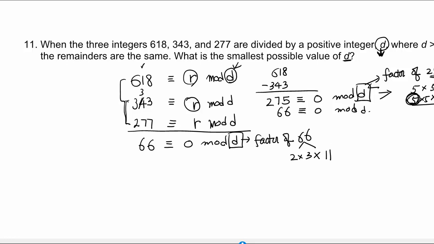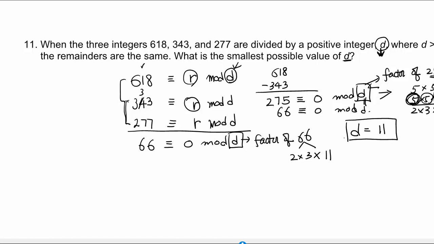It should be common, isn't it? It should be the same number, okay? So when you have this one, 5 times 5 times 11, and the other one is what? 2 times 3 times 11, right? This should be the same number, isn't it? So you can choose 11 over here. It's okay? Alright. So the answer is, the smallest d is 11, okay?